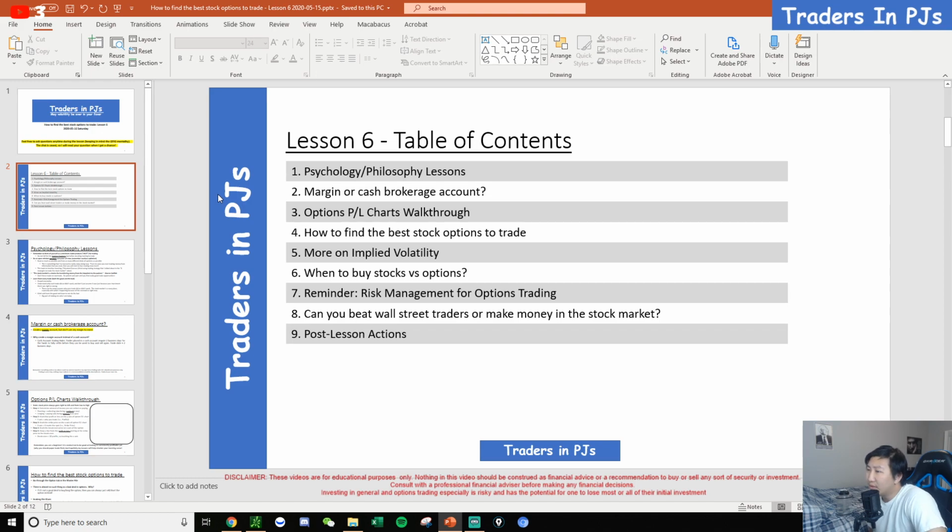And then number 8 is, can you beat Wall Street traders or make money in the stock market? I think you guys probably already obviously believe yes. The answer is yes. But my dad, he still has a lot of contention in terms of what can you actually make money in the stock market? Isn't it just basically gambling? I'm going to talk a little bit about how you can and why you can. And then we'll go through the post-lesson actions.